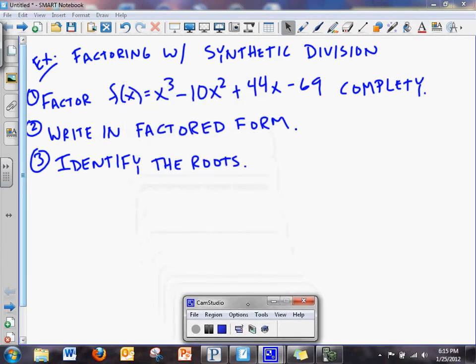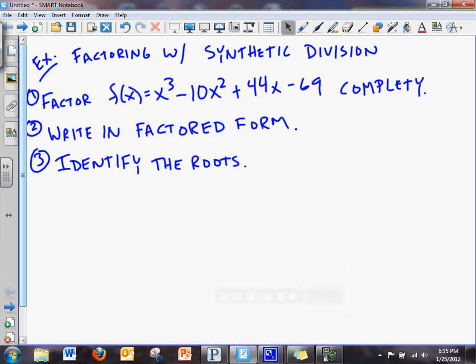All right, here we go. This is our second video lesson here. I've got an example where we're going to factor this cubic with the help of synthetic division and the roots of this cubic. It is a cubic.